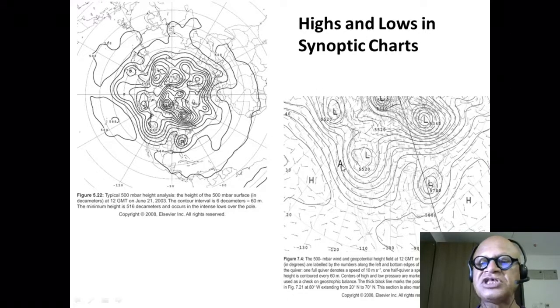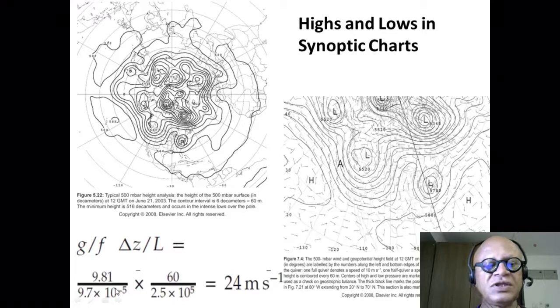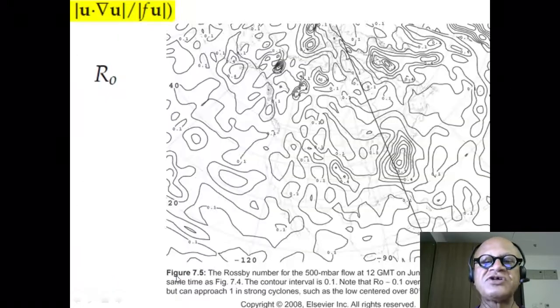We had already seen that the height contours of the 500 millibar geopotential are streamlines of geostrophic flow. So you can plug in our numbers again, and we get 24 meters per second winds, which correspond well with the gradient that we observed. So there is in fact a very close relation.